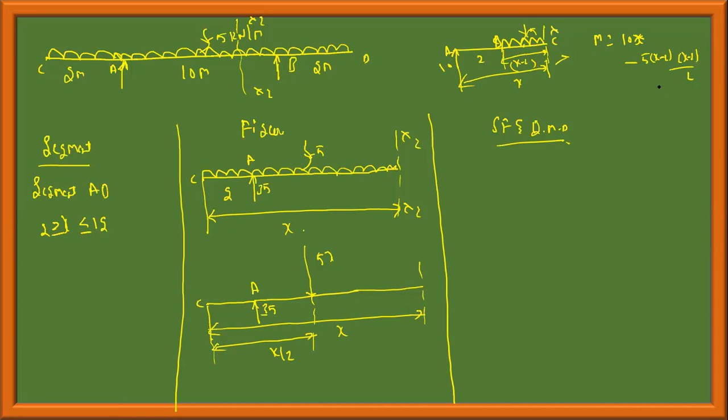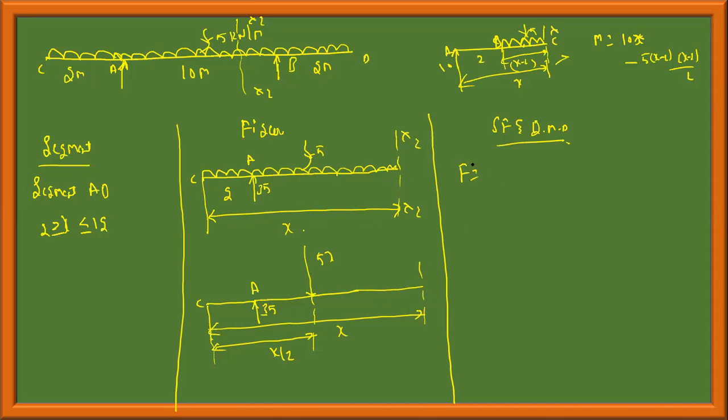But in this case, the entire UDL I have to consider towards the length. Therefore, the entire x comes into picture. Therefore, this is 5 into x, into the remaining half of the distance, x by 2. Hope you understood this.